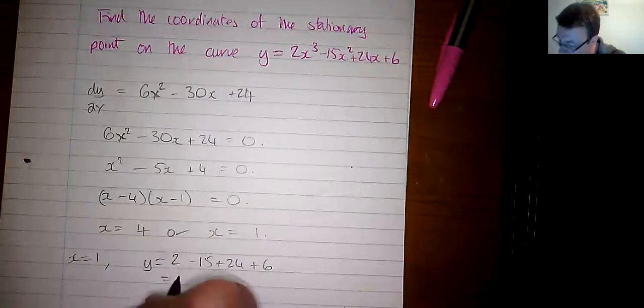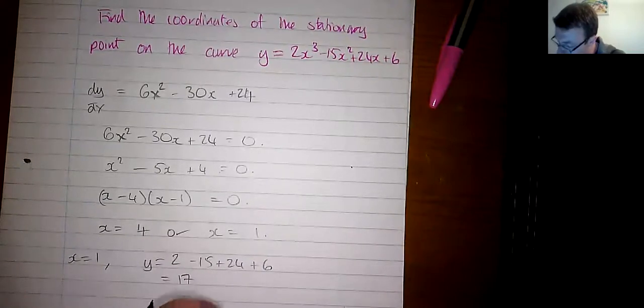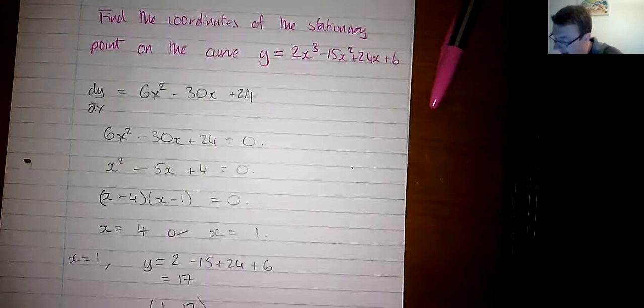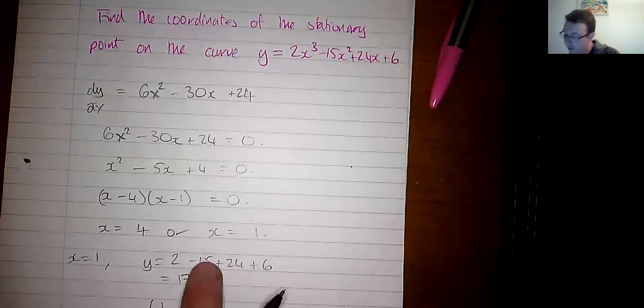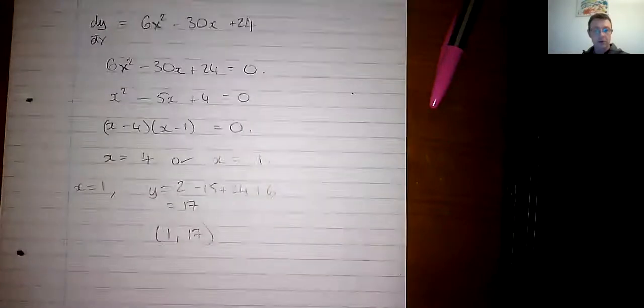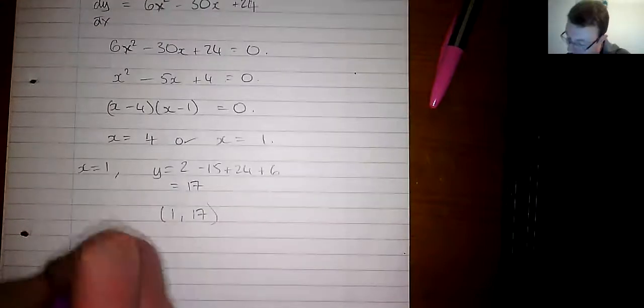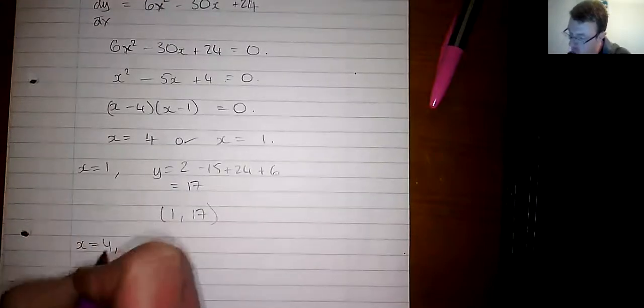I think that's 17. Okay. So my coordinate there is 1, 17. Is that right? 32, 50. Yeah. Okay. Right. There we go. And same with x equals 4. I'm going to sub that in.